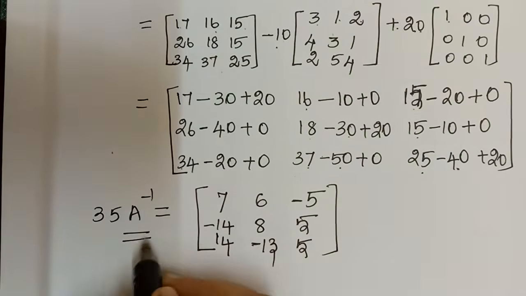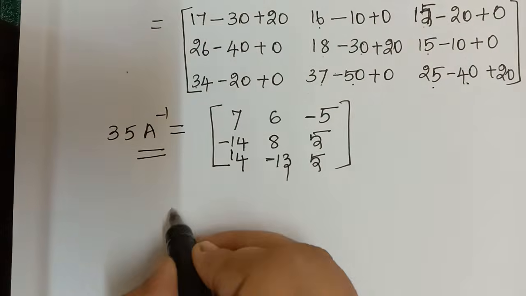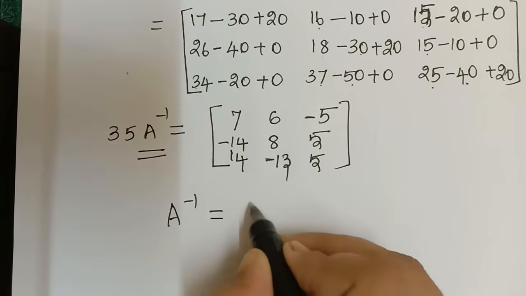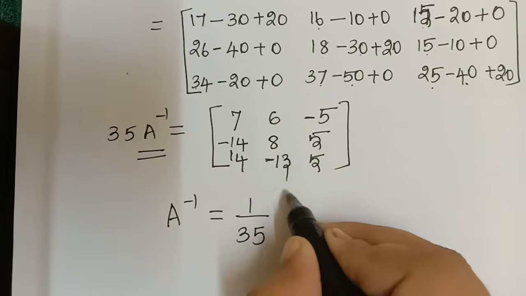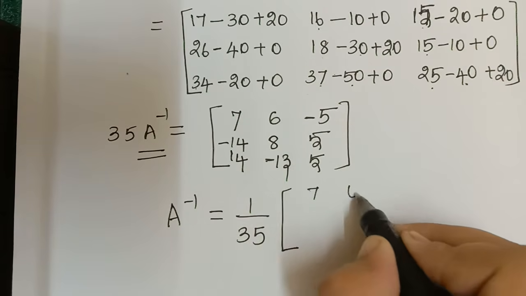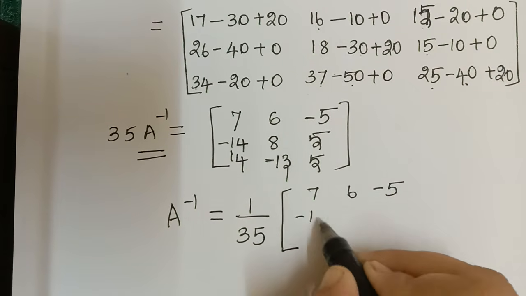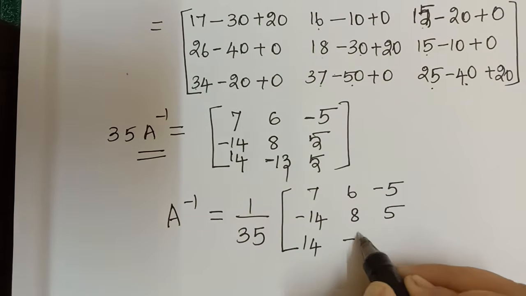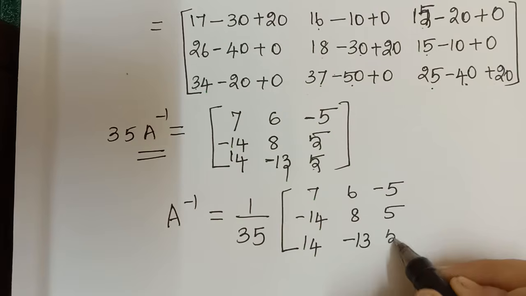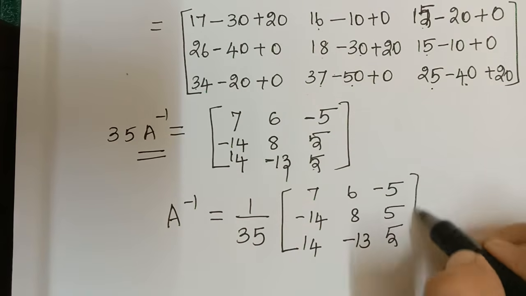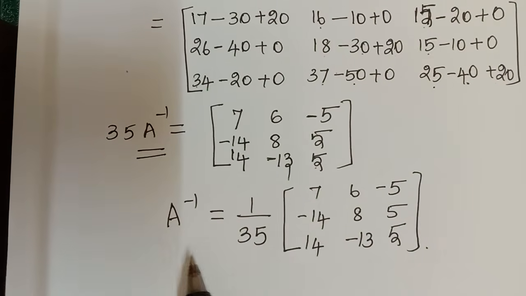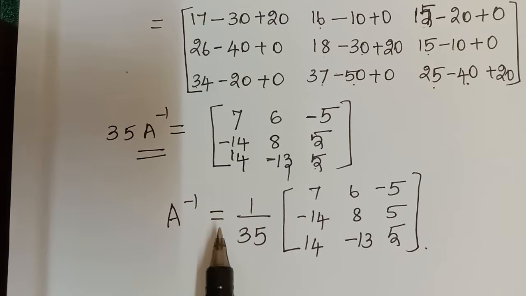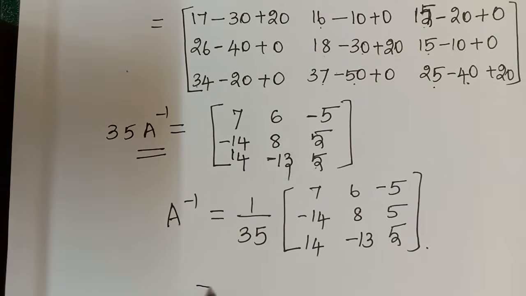But actually we have to find A inverse, and so therefore A inverse will be equal to 1 by 35 of the matrix 7, 6, minus 5, minus 14, 8, 5, and then 14, minus 13 and 5. So this is the answer. So we have found A inverse by using Cayley-Hamilton theorem. So hence this is the inverse of the given matrix.